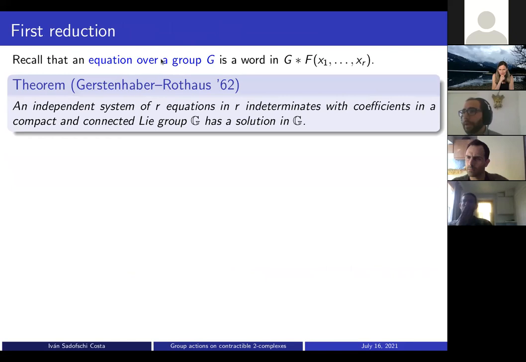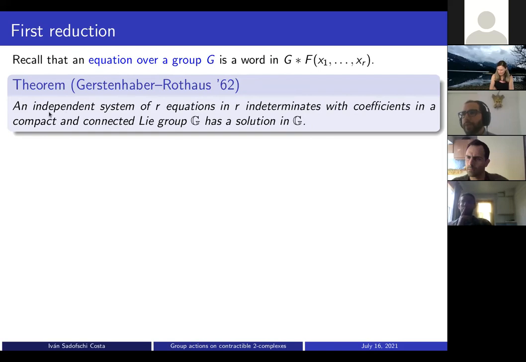In this reduction, we use the Gerstenhaber-Rothaus theorem. I will recall some definitions on equations over groups. An equation over a group G is a word in the free product of G with the free group on r generators, which are the indeterminates of this equation. The Gerstenhaber-Rothaus theorem says that an independent system of r equations in r indeterminates with coefficients in a compact and connected Lie group G has a solution in G.